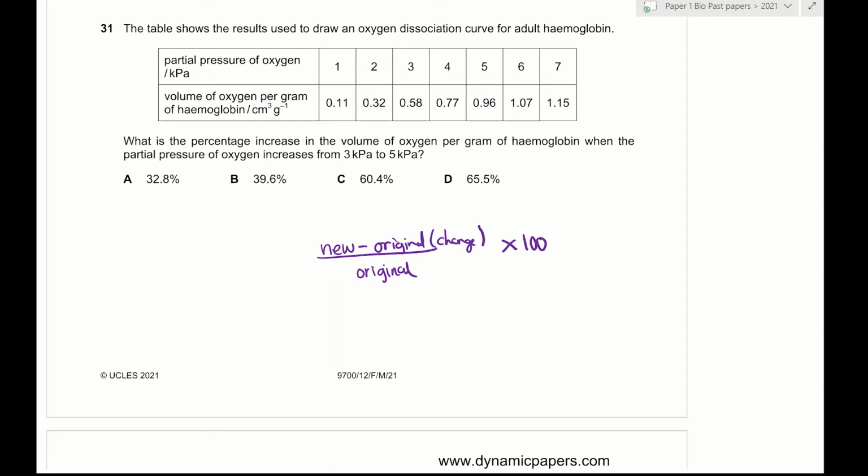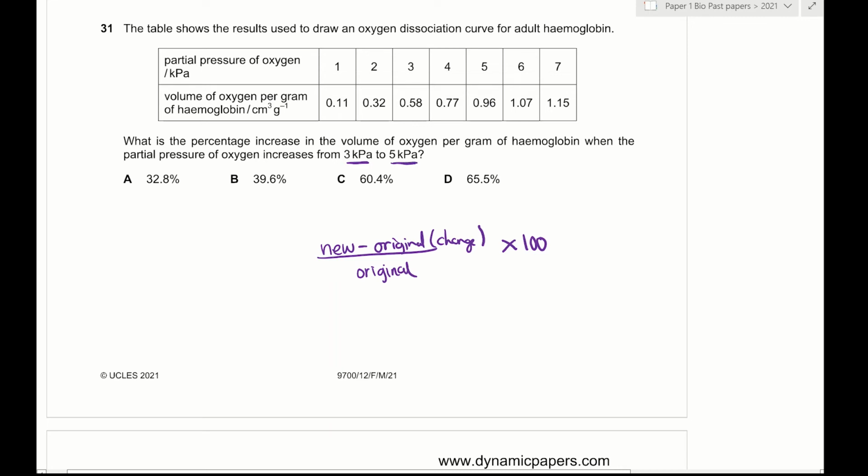So the equation to calculate the percentage change or increase is going to be new value minus original value divided by the original times by 100. Implementing this in the question, here we have 3 kilopascals. This is the original value, and the 5 kilopascals is the new value.